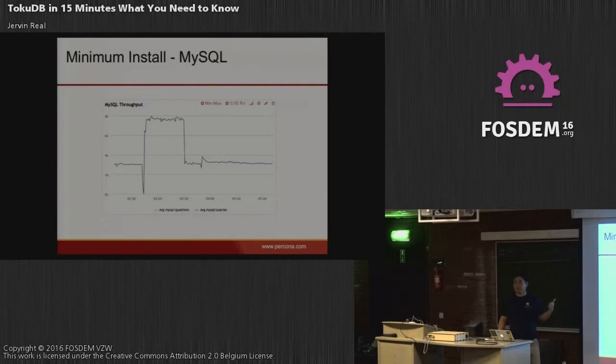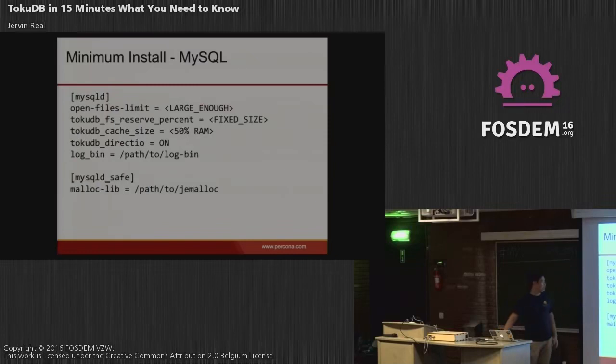Another benefit of having your binary logs enabled is taking advantage of binary log group commit. So in some situations, TokuDB can take advantage of that. And of course, lastly, your malloc library should be jemalloc as a standard.